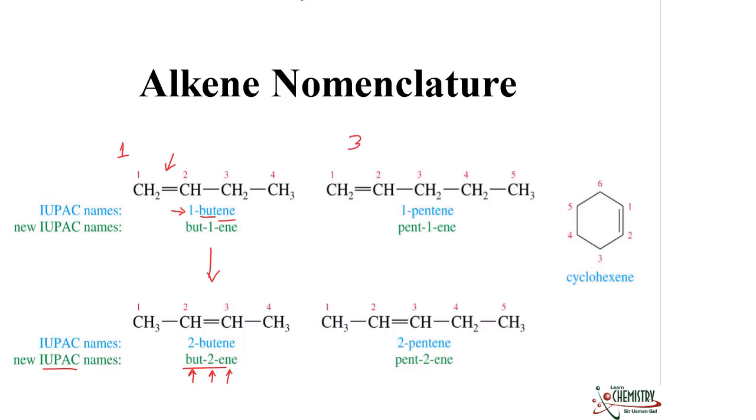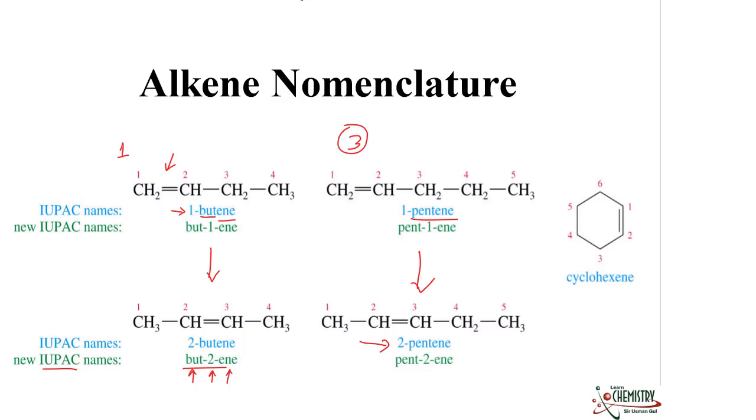Okay, now let's talk about another example. This is the third example. How many carbons are there? There are 5 carbons. You can also see there is a double bond between carbon 1 and 2, so it is 1-pentene. Similar to this, what is the difference in this example? The number of carbons is the same, there is one double bond, but the double bond is between 2 and 3, so the name will be 2-pentene.